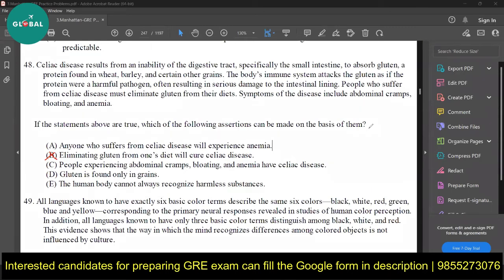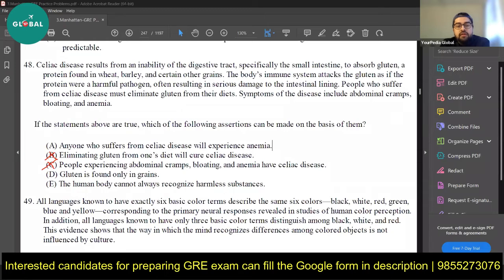That is the third one, another option. People experience abdominal cramps. These are the symptoms of, again, if the person may be suffering from celiac disease. Correct. So this is what I was talking about. If you have these three symptoms, it doesn't mean you always have this disease. Maybe this is a symptom for other diseases as well. So this is again not 100% true. Partially it is true, but not 100%.